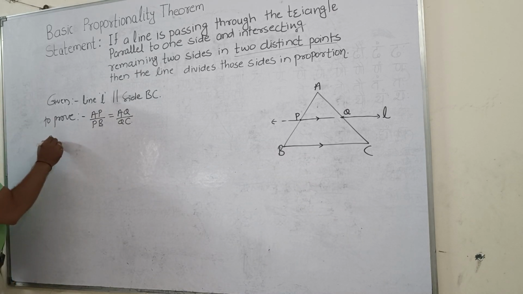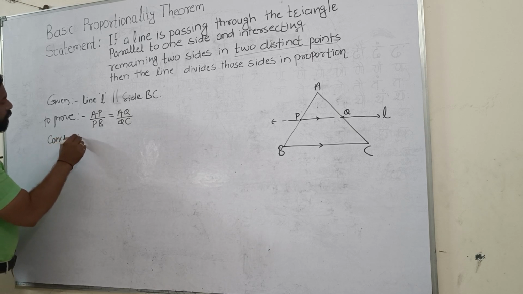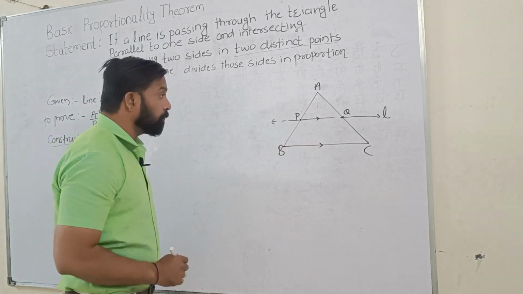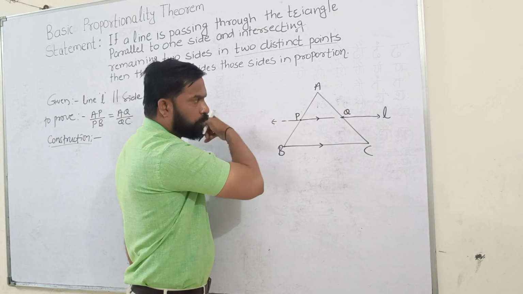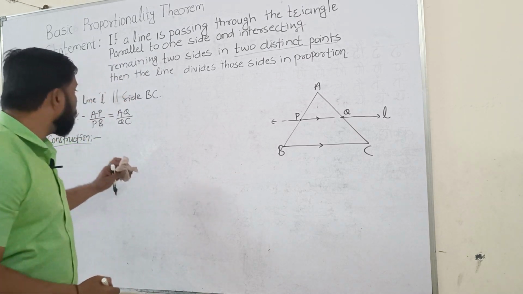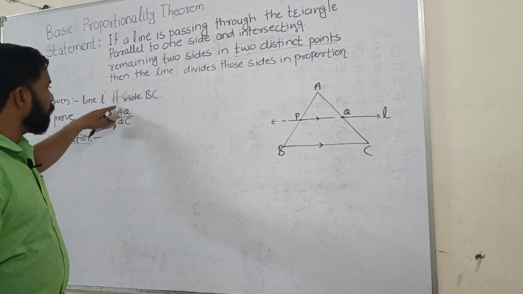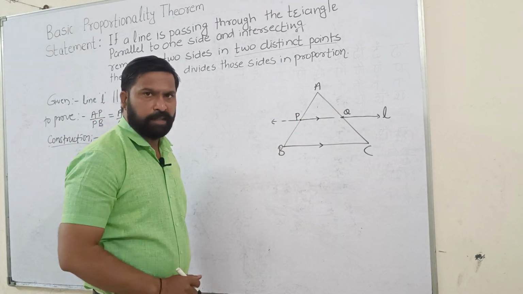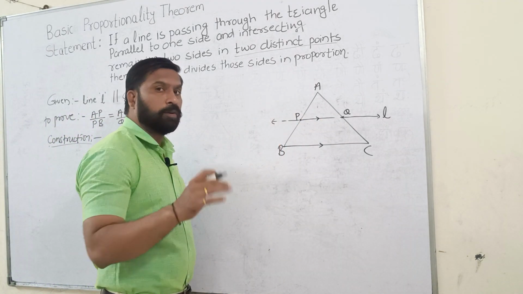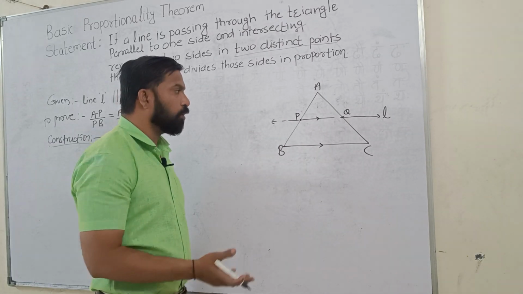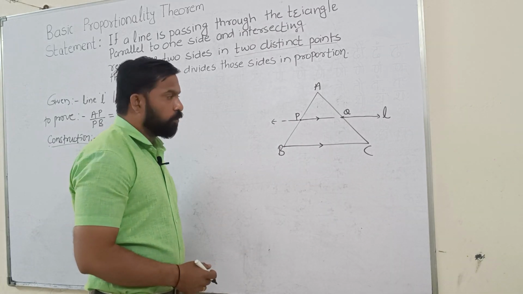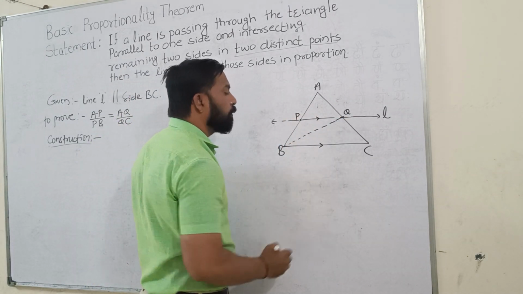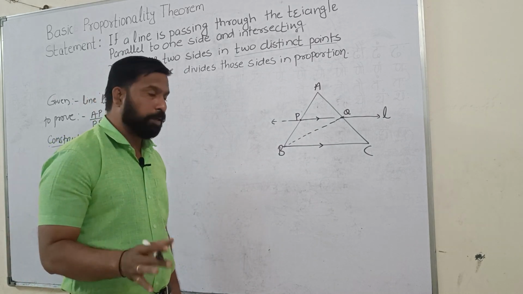So, what is the necessary construction? Now look at the board. As you can see, we want to find the ratio. If you observe your target, AP by PB is equal to AQ by QC. AP is the part of triangle APQ, we can understand. PB is not the part of any triangle. Even if we want to include both of them into the target, then we have to join this segment. So I join the segment BQ. What will happen? I will tell you.